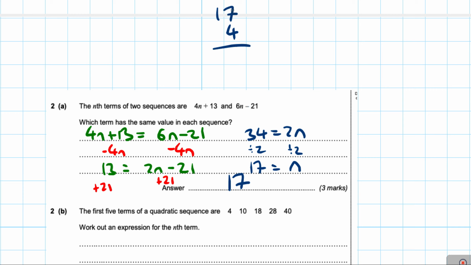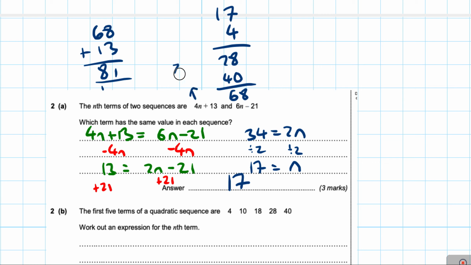Again, it's non-calculator, so we work it out. 4 times 7 is 28. 4 times 1 is 40. So that gives you 68. So then it's going to be 68 plus 13. 8 plus 3 is 11, so 1, 1. 6 plus 1 plus 1 is 8. So 81 here is the 17th term, and then we can test this here as well.